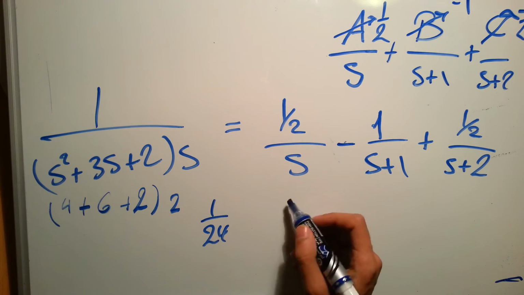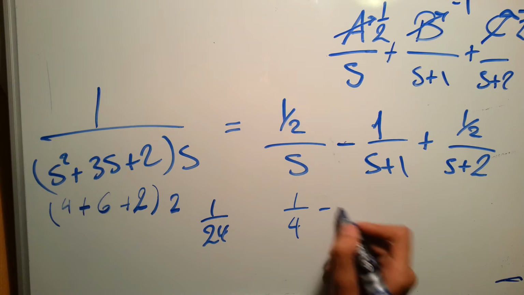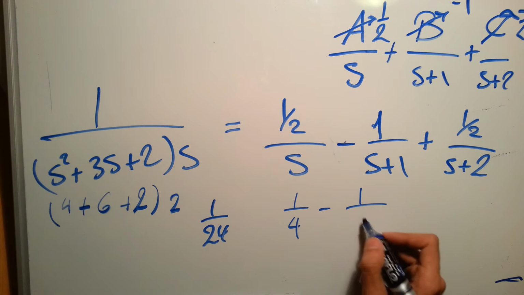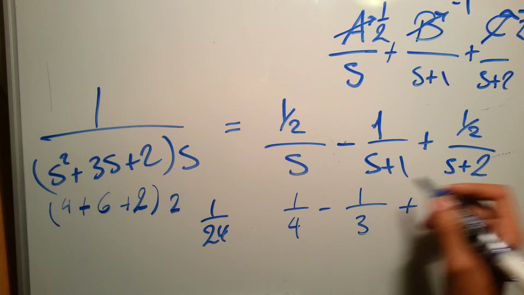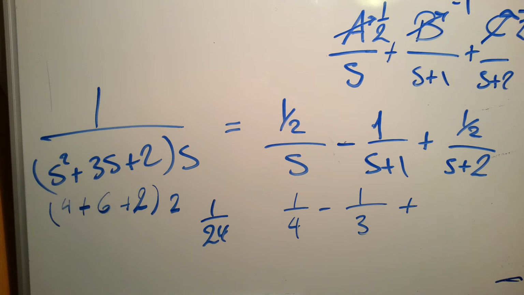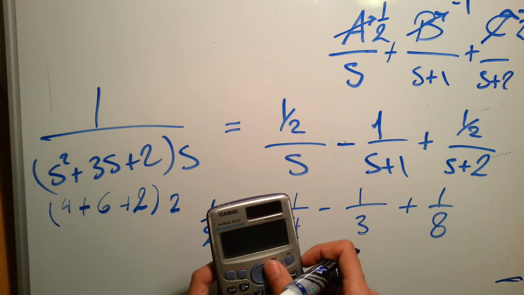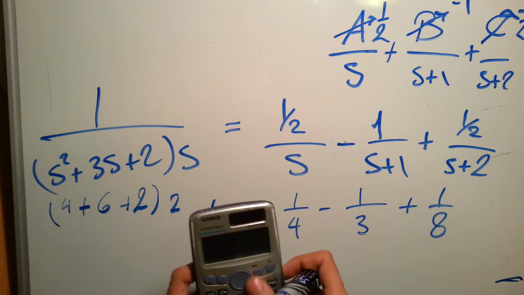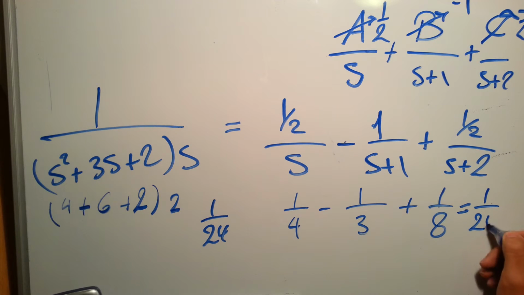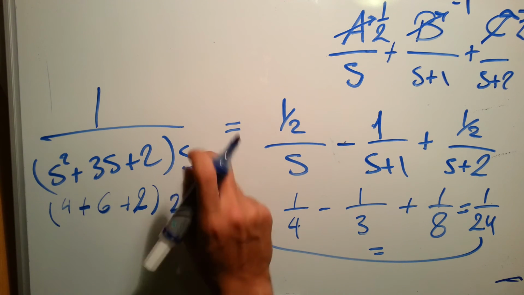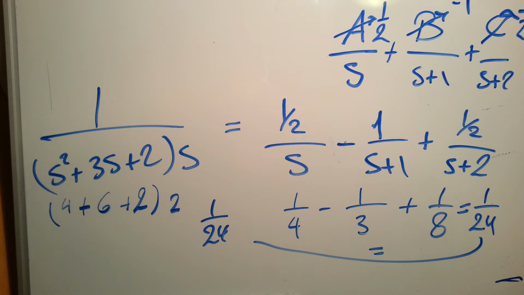So half over 2 is 1 over 4, minus 1 over 3, plus, with s plus 2 being 4, half over 4 is 1 over 8. So you do the math: 1 over 4 minus 1 over 3 plus 1 over 8 gives you 1 over 24, which is equal to what you get on this side. Then you are 100%, not really 100, you can try other numbers and then you'll be sure that your solution is correct.